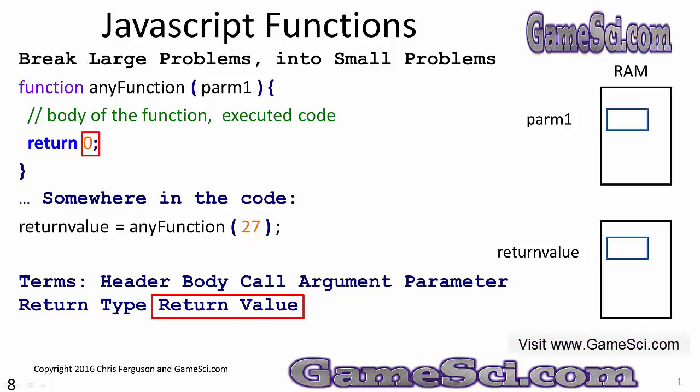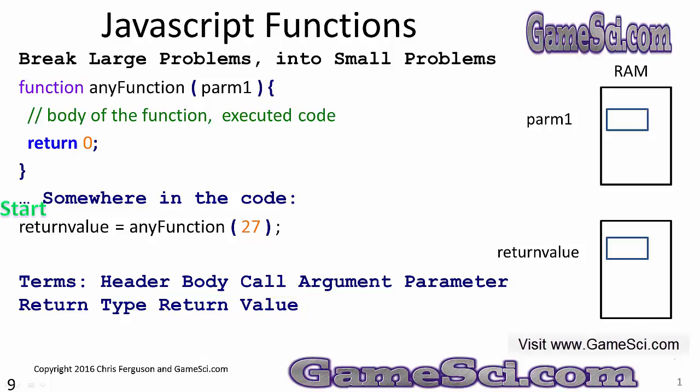Slightly different is the return value. The return value in this case is 0. Remember, when you're talking about variables, there's values and there are types. In this case, the function also has that same issue. The type that the function returns is int. The value in this case that the function returns is 0.